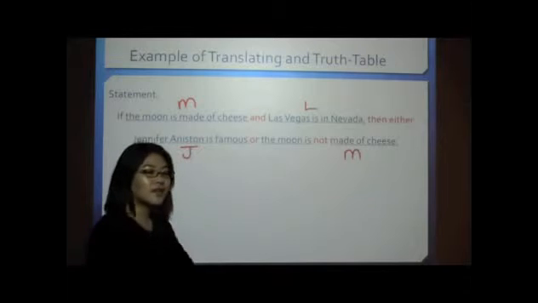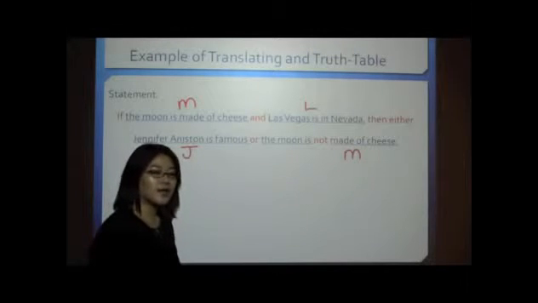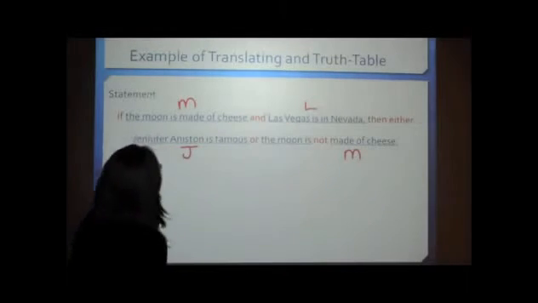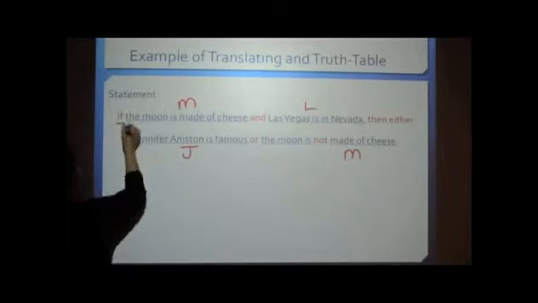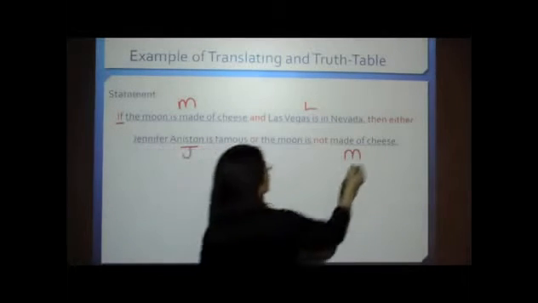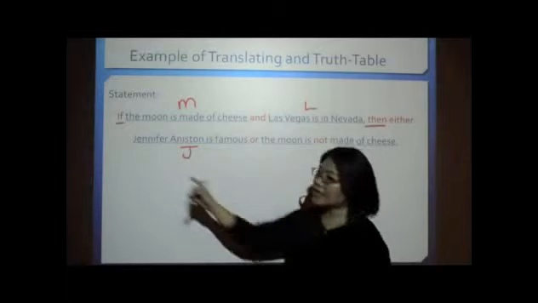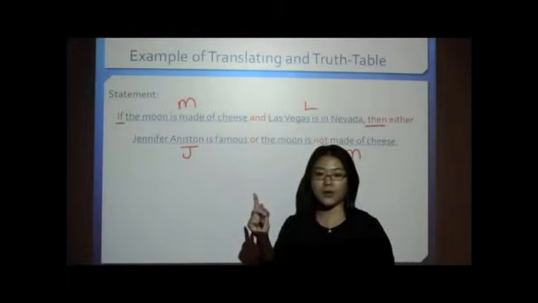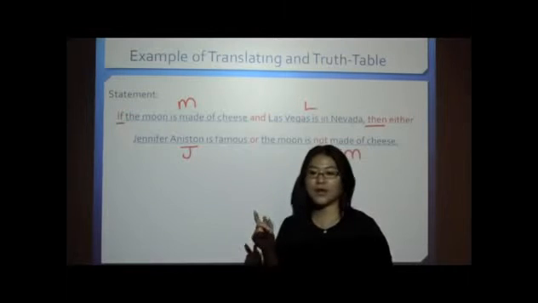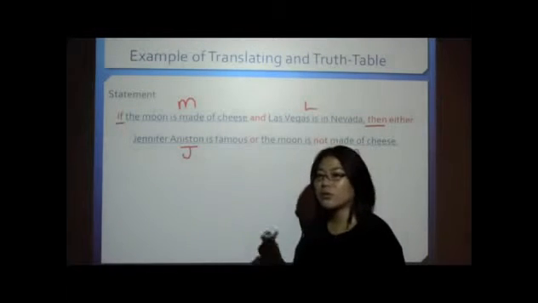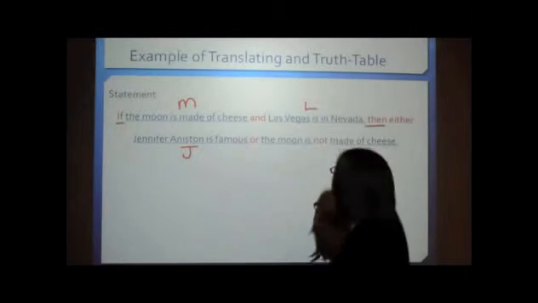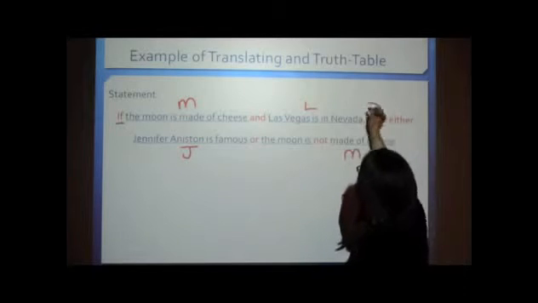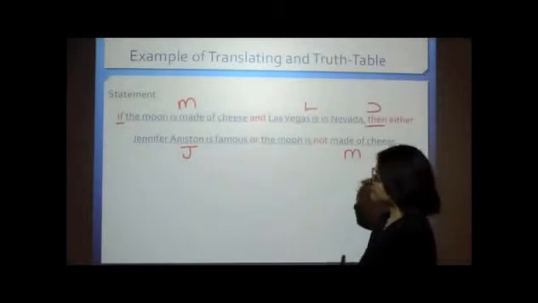Now after we identify the simple statements, we want to go ahead and identify the logical operators. So notice that here we have if, and we also have then here, okay? And if and then are used together to indicate one logical operator, which is the horseshoe conditional, okay? And that horseshoe conditional will go where the then is. So we're going to put the horseshoe conditional right there, okay?